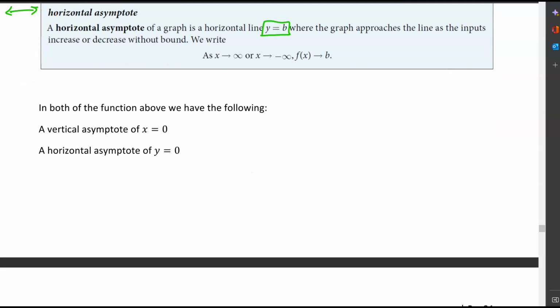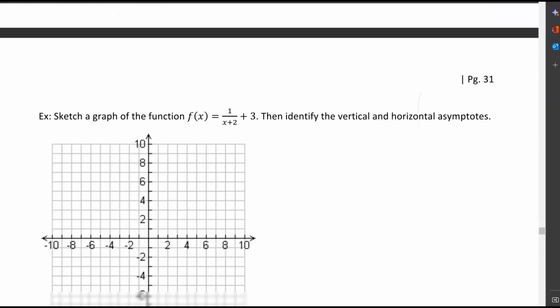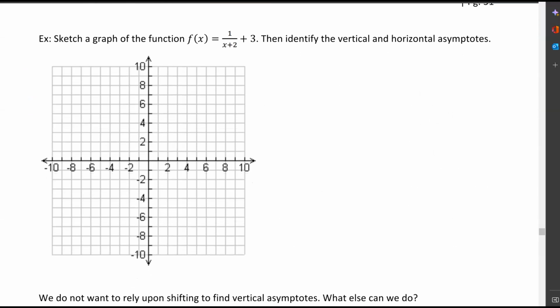So in both these functions, this is what we just said: vertical asymptote at x equals 0 and horizontal asymptote at y equals 0. Now let's sketch the graph of the function 1 over x plus 2, plus 3, then identify the vertical and horizontal asymptotes. All right, let's go ahead and graph this. We take the parent function f of x equals 1 over x, and we're going to shift it up 3, and then shift to the left 2.